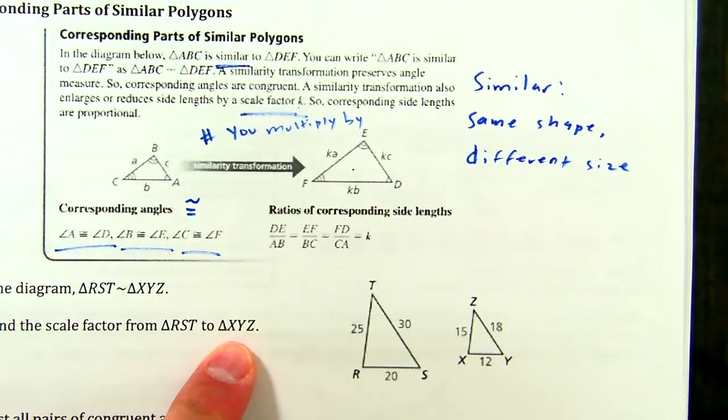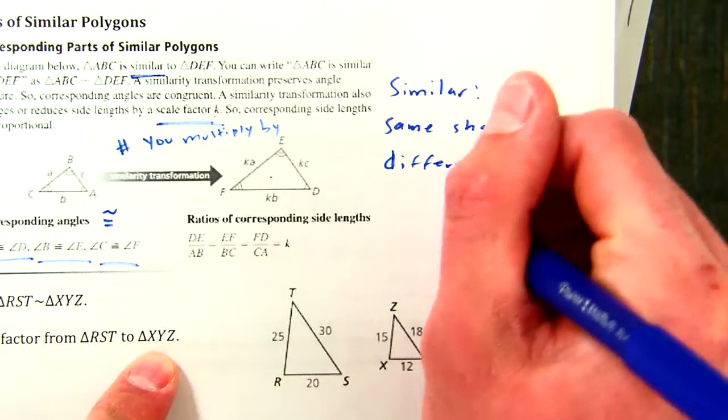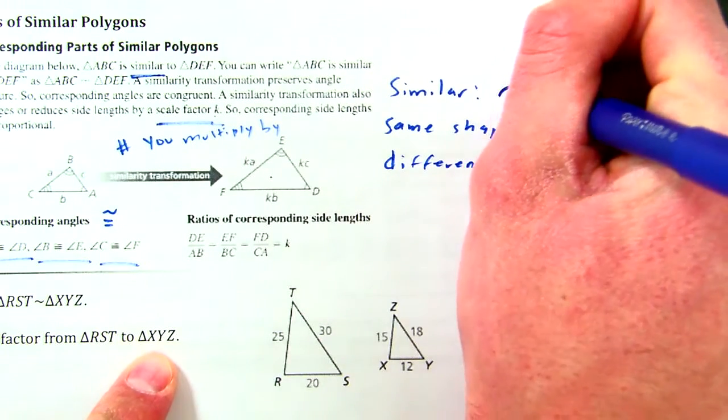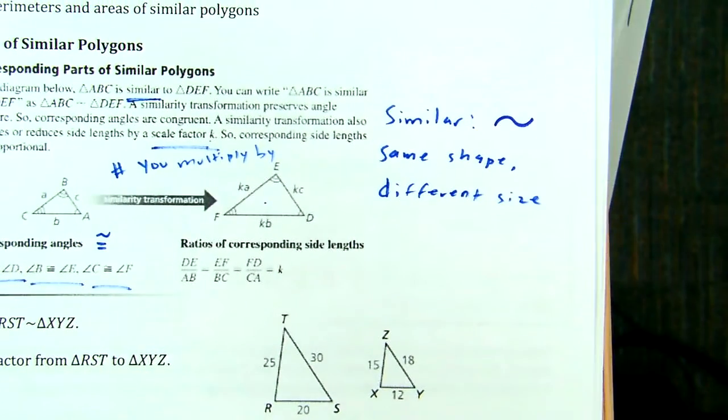Last thought on similar figures is there is notation for it, and the notation for something to be similar is this little squiggle. So if you see that squiggle between two figures, then it is telling you that they are similar. Okay? So we'll do a couple examples, and hopefully this will make a little bit more sense as we get rolling with this.